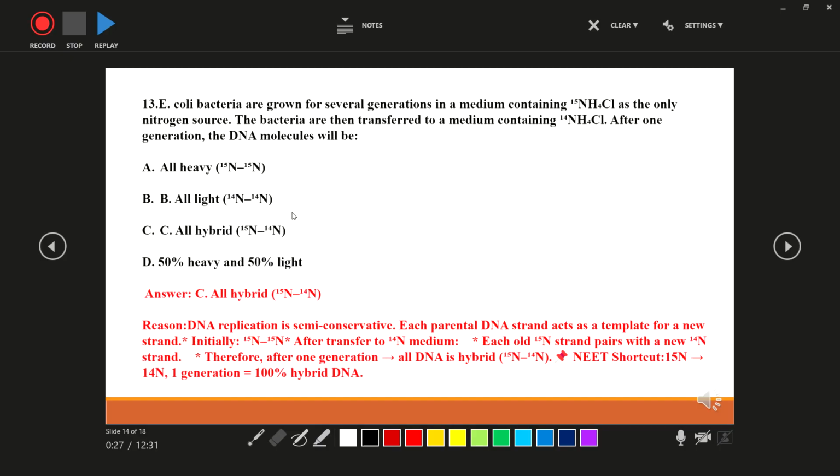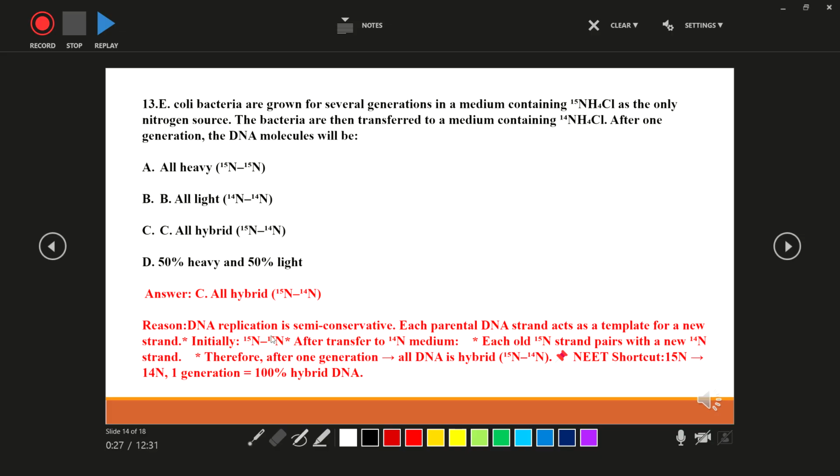In E. coli, bacteria are grown for several generations in the medium containing NH4Cl with N15 as the only nitrogen source. The bacteria are then transferred to the medium containing NH4Cl with lighter N14. After one generation, the DNA molecules will be the C answer. All are hybrids, one parental strand and one synthesized strand. You can see that is one N15 and one N14.